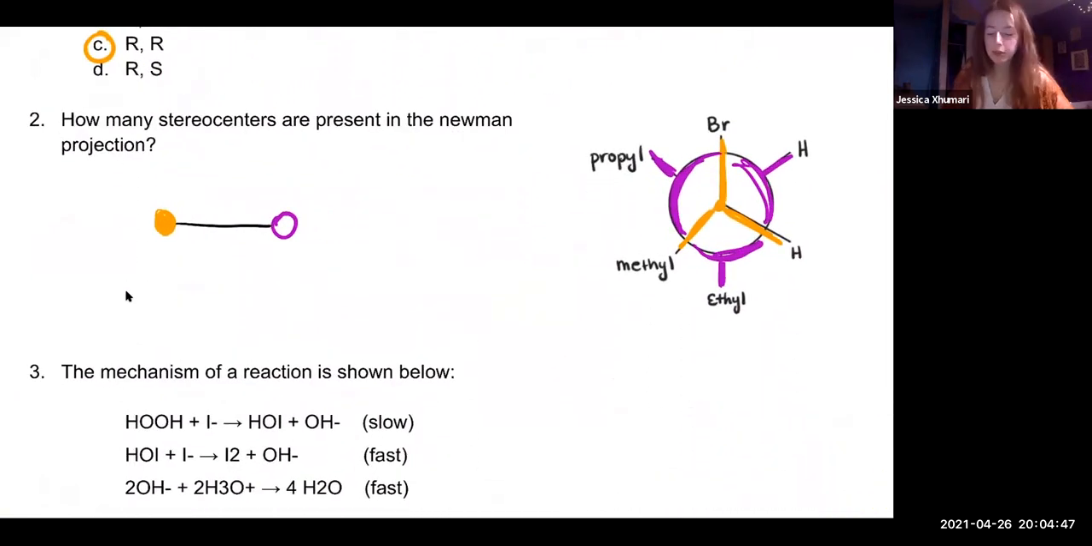Okay, so jumping back to number 2, we have our purple carbon and our orange carbon. Off of our orange carbon, we have a bromine, a methyl, and a hydrogen. Off of our purple carbon, we have a propyl group, so 1, 2, 3 carbons, and then an ethyl group, 1, 2, and a hydrogen. So this is a really, really ugly molecule, and I don't know how to interpret this.